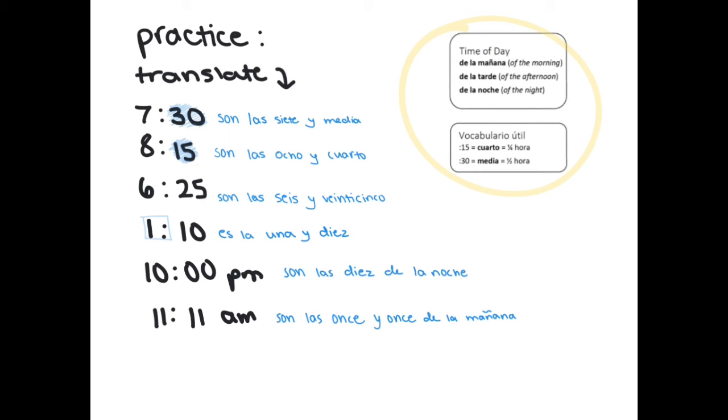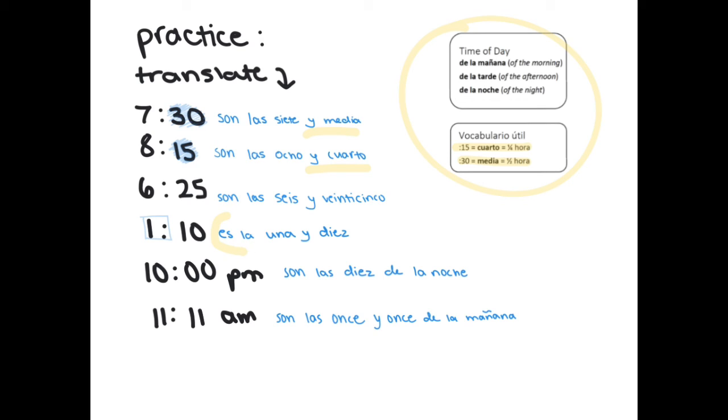Here are the answers for the practice. So 7:30 would be son las siete y media, and remember it's y media because it's 30. 8:15 would be son las ocho y cuarto, because it's 15. 6:25 would be son las seis y 25.